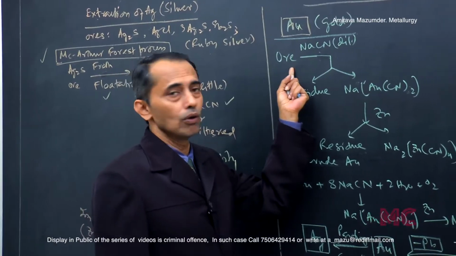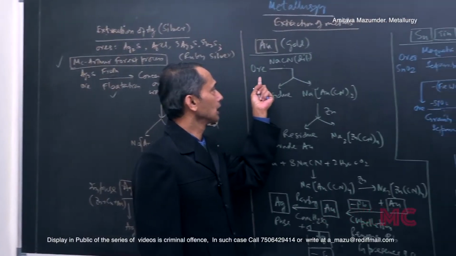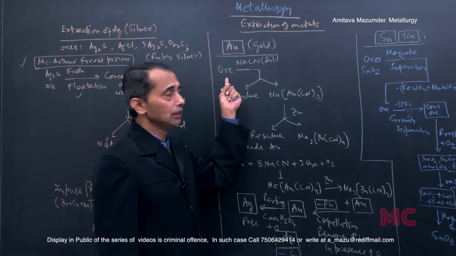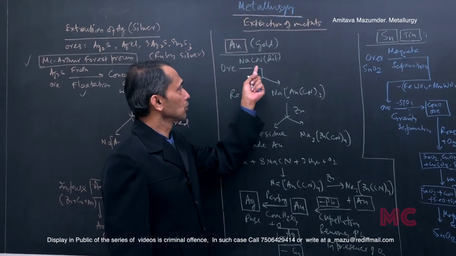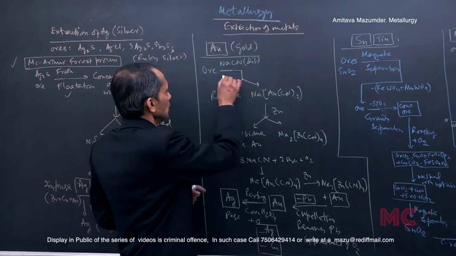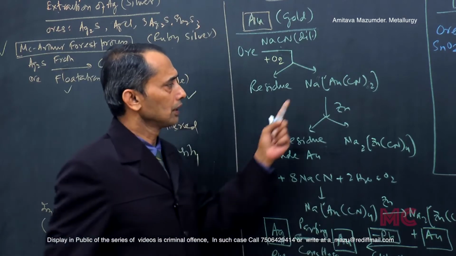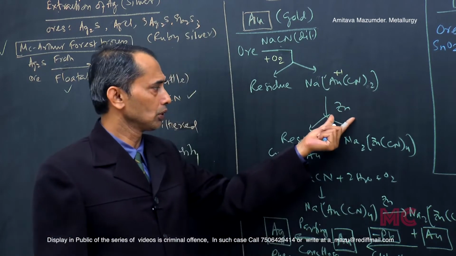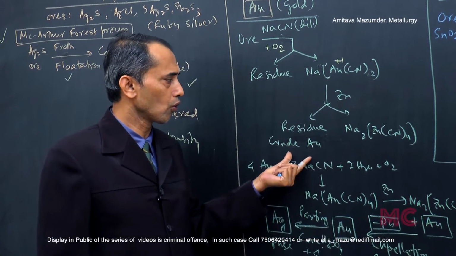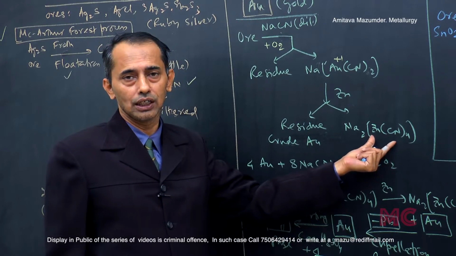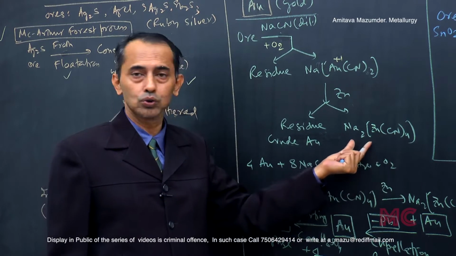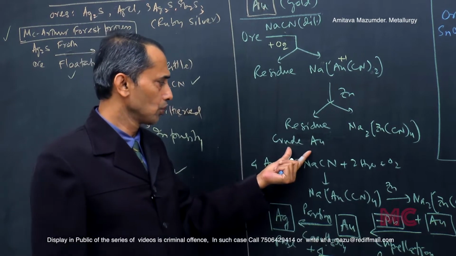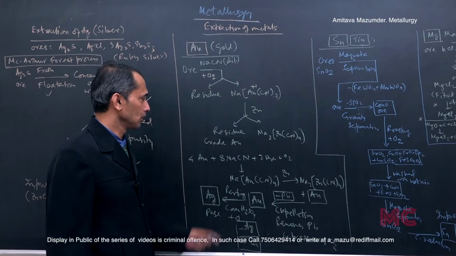Gold, basically we take the ore; it is a native ore basically, or it can be sulfide ore. If it is sulfide ore, then directly we can go; it is native ore basically. It is treated with dilute sodium cyanide, plus oxygen of course, and then we get Na[Au(CN)2], where gold is +1. When this Na[Au(CN)2] is treated with zinc, again we get a residue of crude gold and the sodium zinc cyanide complex, that is the sodium tetracyanidozincate(II) complex.